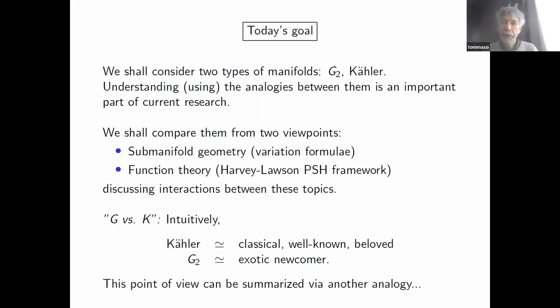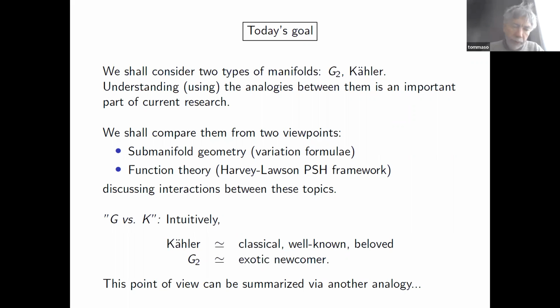First of all, because both are of interest to physicists who work in string theory and to people who work in the direction of mirror symmetry. So the idea of the seminar is to try to discuss the analogies between them and use the wisdom we have accumulated in Kähler geometry across centuries to understand which are the best directions to continue developing G2 geometry.